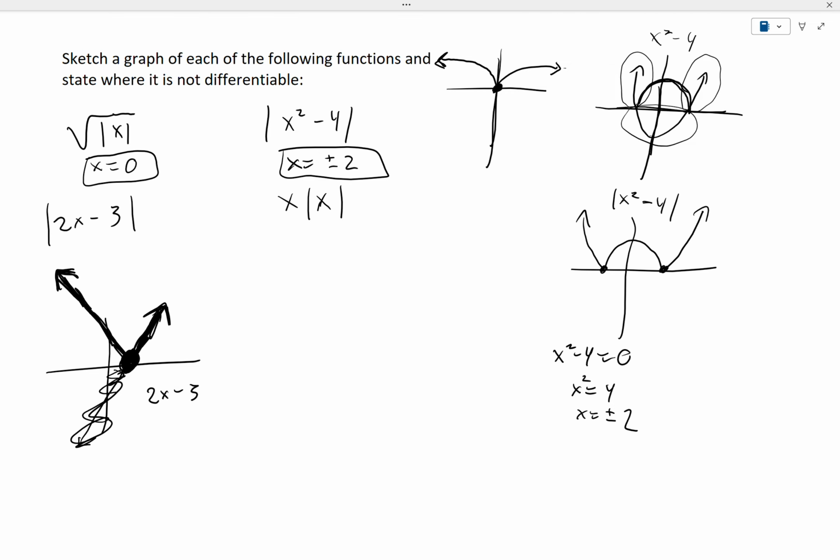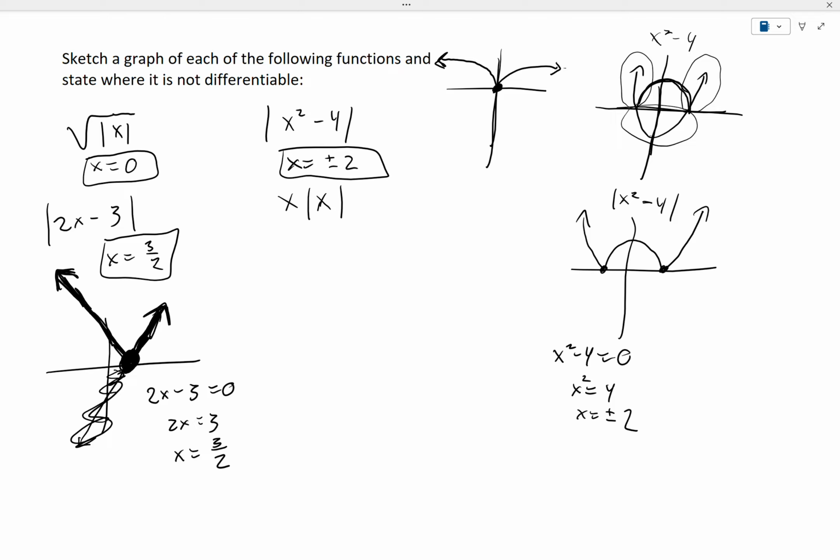So say 2x minus 3 is equal to 0, and we're going to solve for x, and that will be the x value where this sharp point of non-differentiability is. So 2x is equal to 3, which means x is equal to 3 over 2. So at x is equal to 3 over 2, the function is not differentiable because of that sharp point right there.